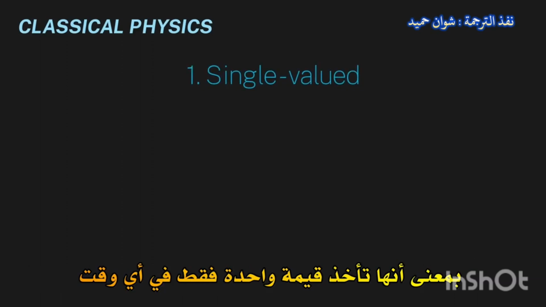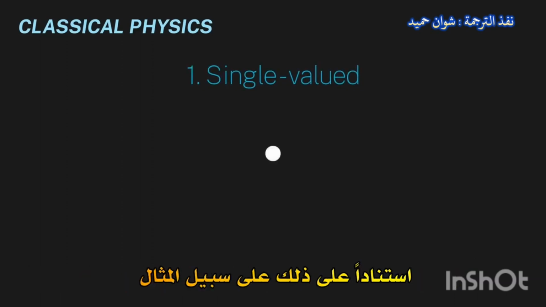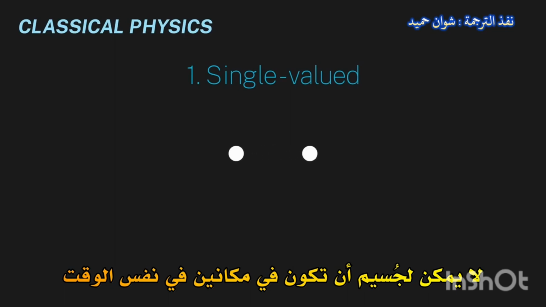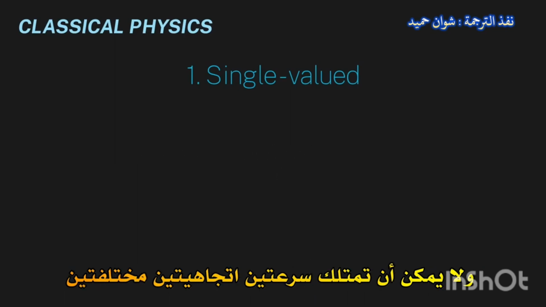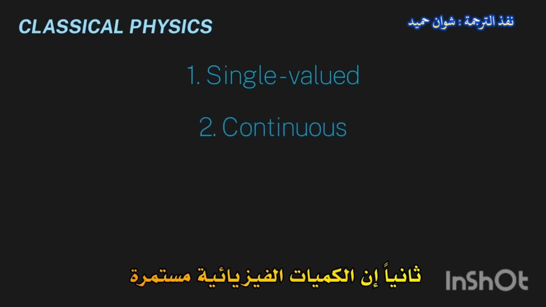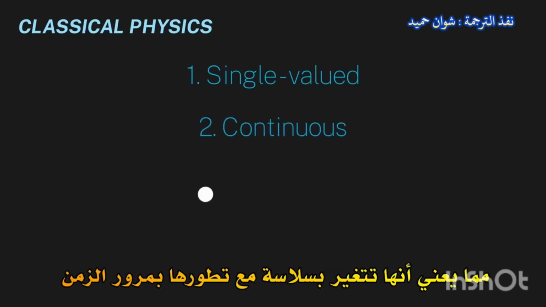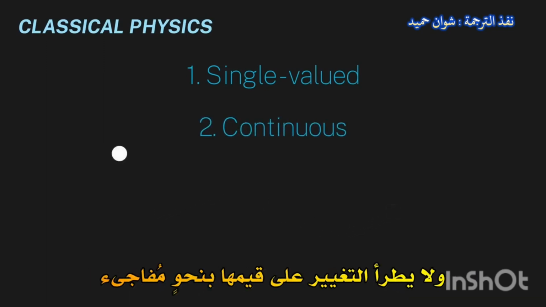So what are the takeaways? First, we know that classical physical quantities are single-valued, meaning they only take on one value at any one time. So, for example, a particle can't be in two places at once, and it can't have two different velocities. Second, physical quantities are continuous, meaning they vary smoothly as they evolve in time, and they don't change values suddenly.